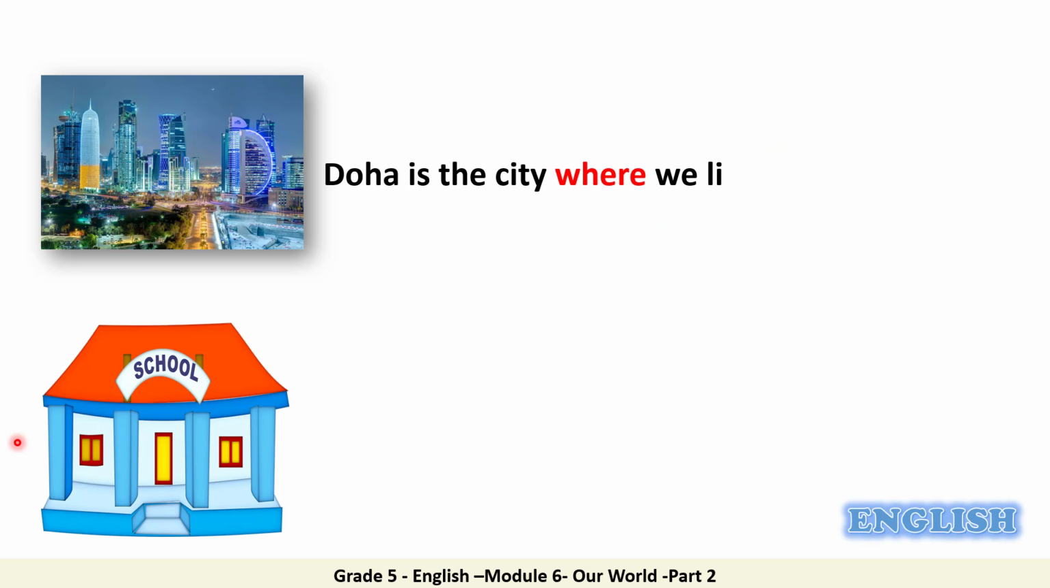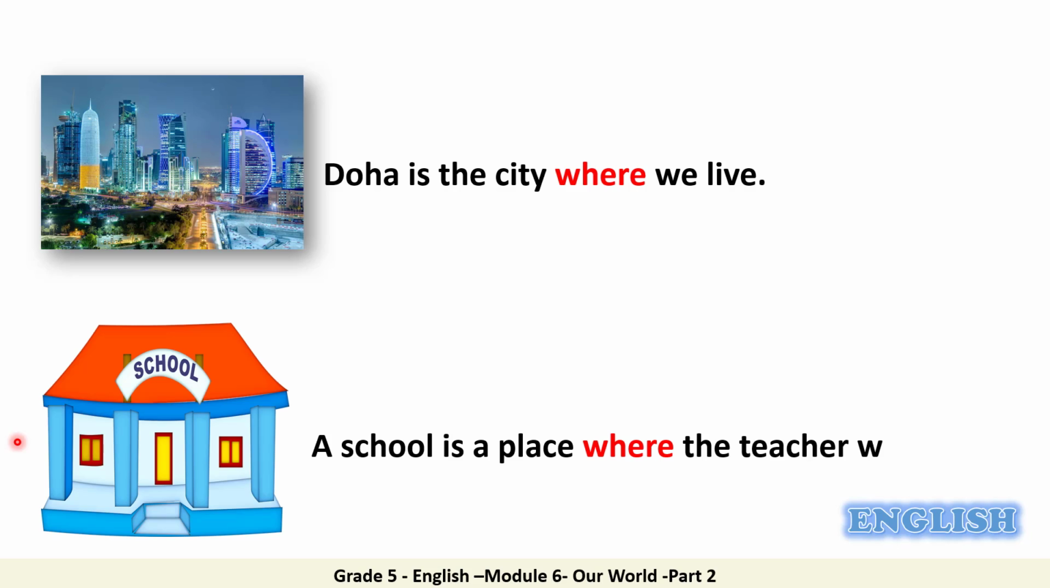Doha is the city where we live. A school is a place where the teacher works. It's clear that where is the relative pronoun here. It gives more information about places like Doha here and the school in the second example.